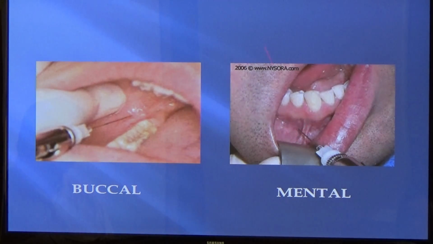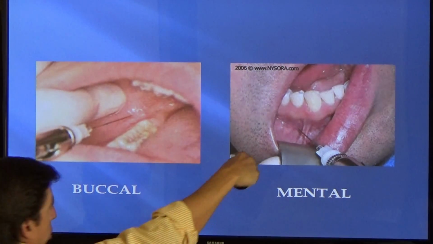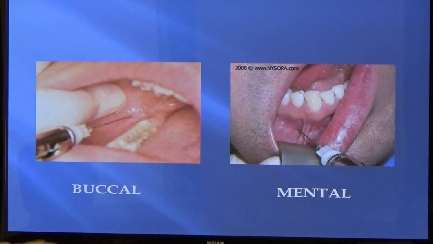And then this is the mental. You know the mental foramen right here. That's another nerve block you can do. You just inject right here, put in about half a carpule or a whole carpule, and you hold your finger or thumb there for about a minute and push that liquid into that foramen. You try to get the anesthetic inside the bone and block the nerve.